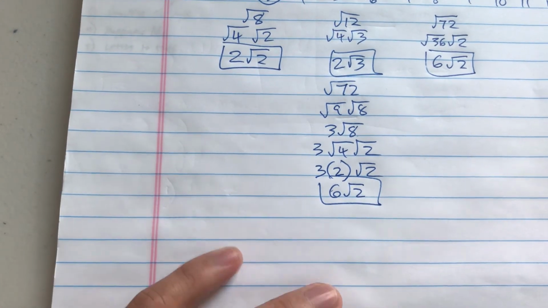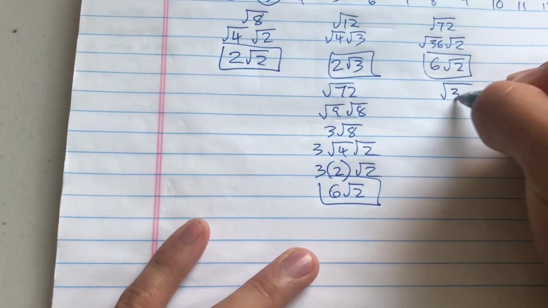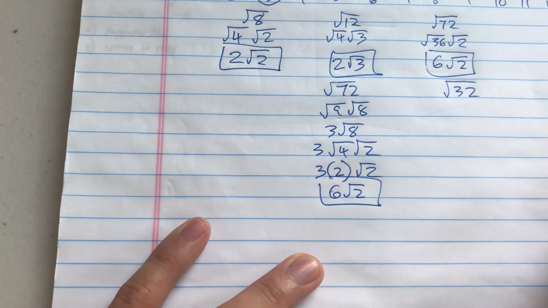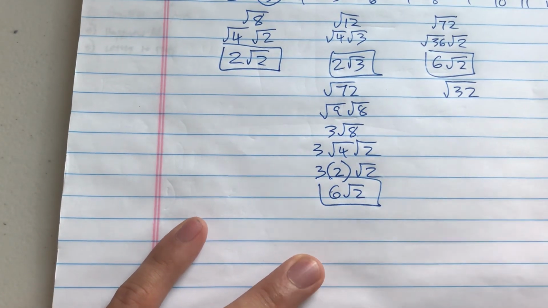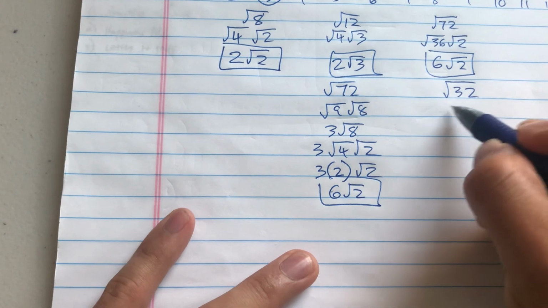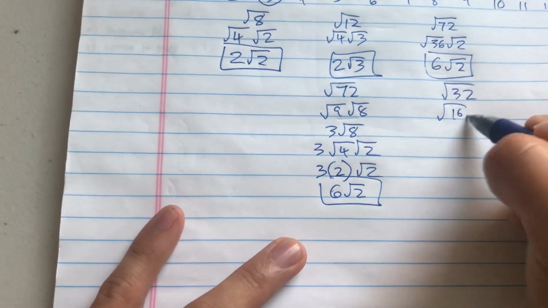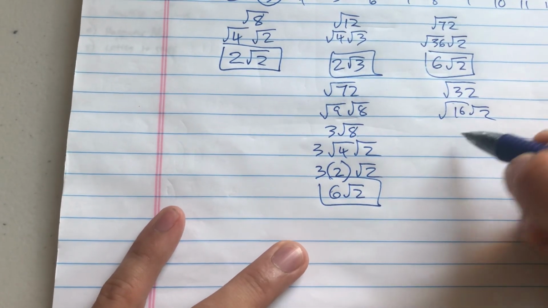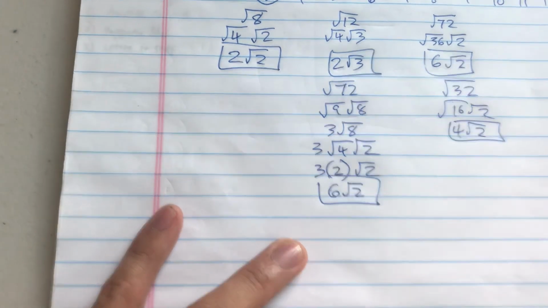I'll probably do one more. Let's just say square root of 32, right? The highest perfect square, you could say 4 and 8, but it's really going to be 16 and 2. And then the fastest way to simplify this is 4 root 2.